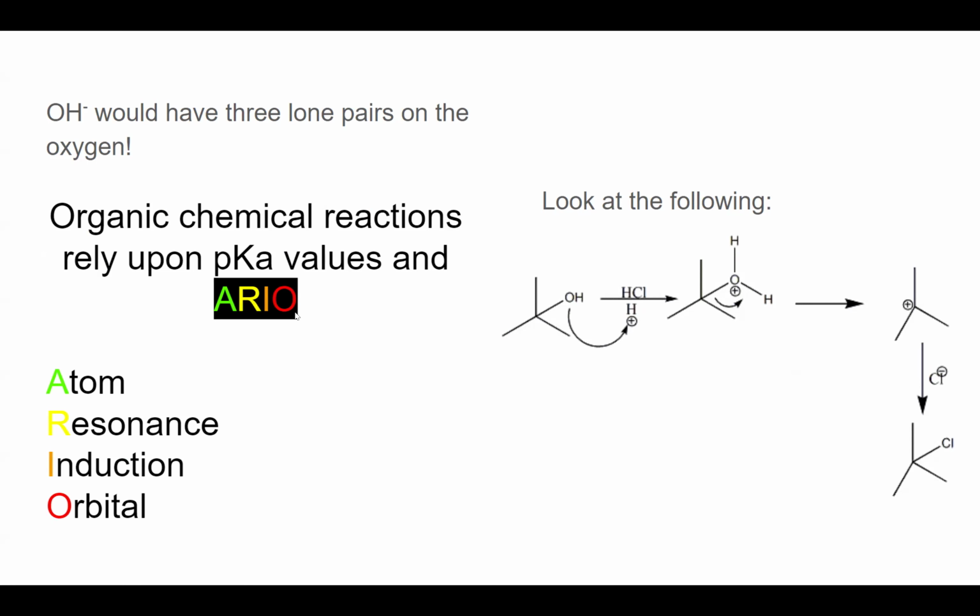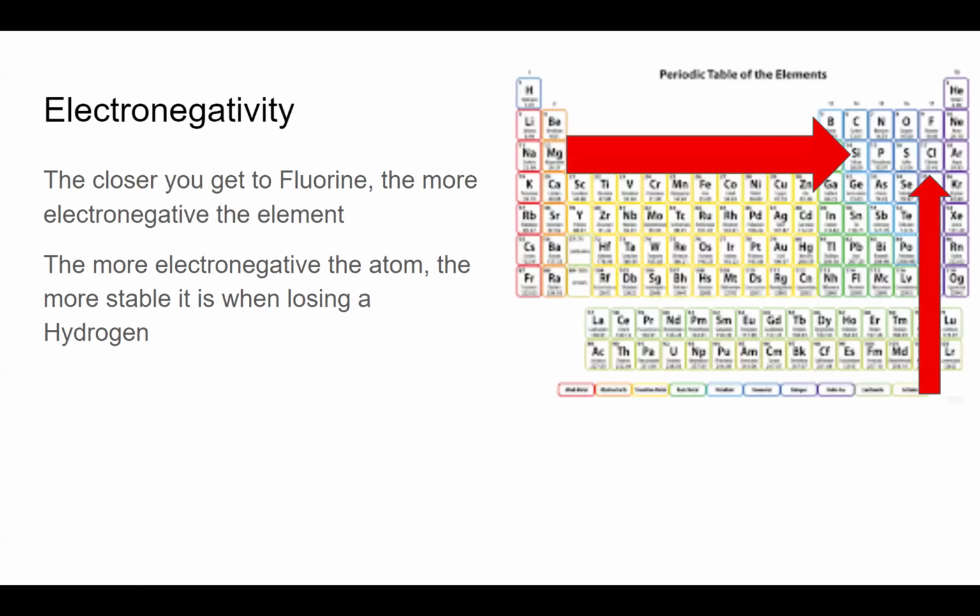This is what organic chemists use to determine whether a compound will be an acid or a base within a reaction. There is also looking at pKa values on a set table, if you're really good at remembering all the pKa values. First one is atom. I just know it by electronegativity, but the more electronegative an atom is, the more stable it is when it donates a hydrogen.